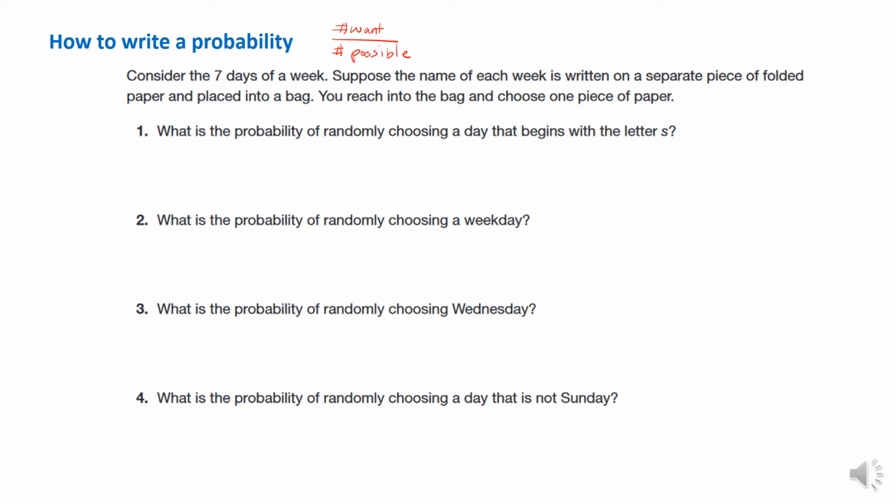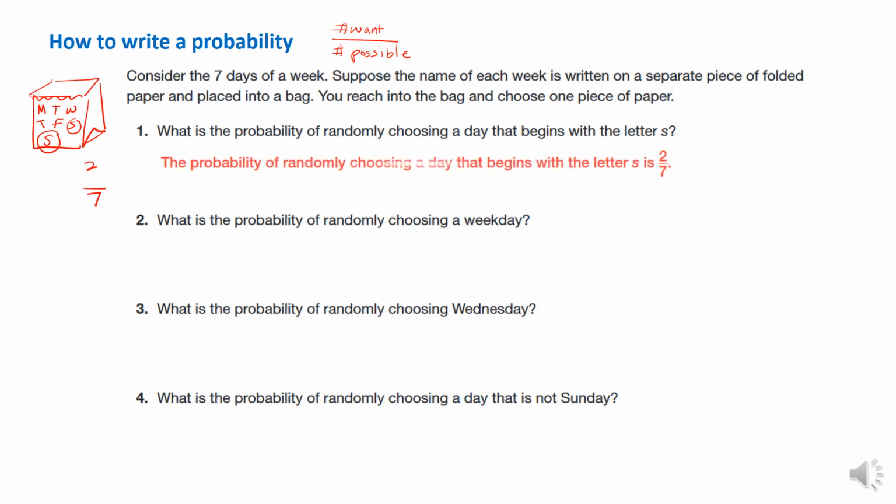Consider the days of the week. Suppose the days of the week were written on a separate piece of folded paper and stuck in a bag. Okay, so here's our bag. And we're going to put Monday, Tuesday, Wednesday, Thursday, Friday, Saturday, Sunday in the bag. What is the probability of randomly choosing a day that begins with the letter S? So the total possible outcomes would be 7, because there's 7 days of the week. How many days of the week start with S? So we've got 2. So our answer here would be 2 out of 7.